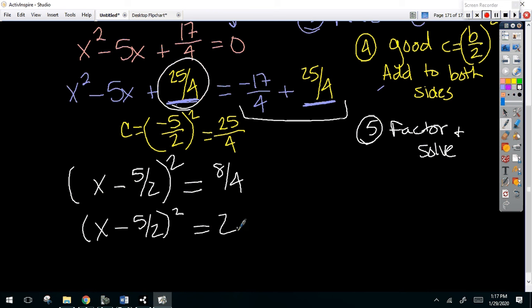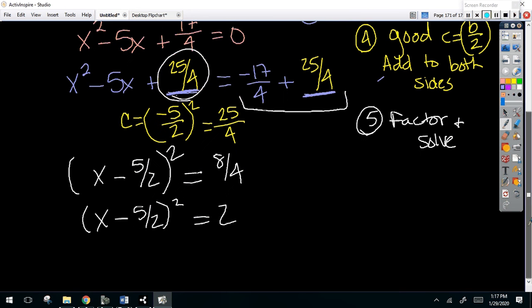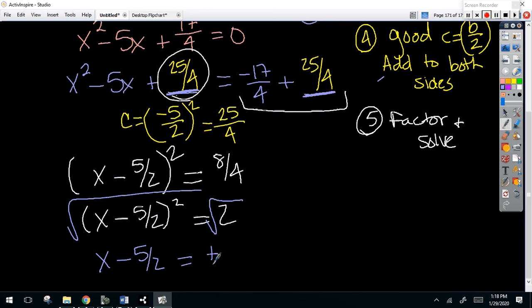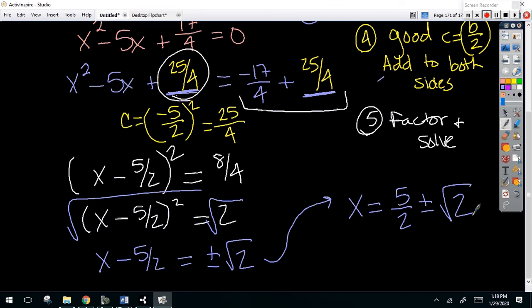Does this look like something you can solve now? I hope so, yes. This is a sad math problem now. Tell me what to do. So now I have x minus 5 over 2. Don't forget your plus or minus. And what? Add that 5. I'm out of room. I'm going to come over here. When you add that 5 over 2, you get 5 over 2 plus or minus square root of 2.